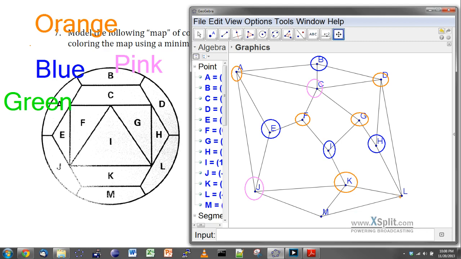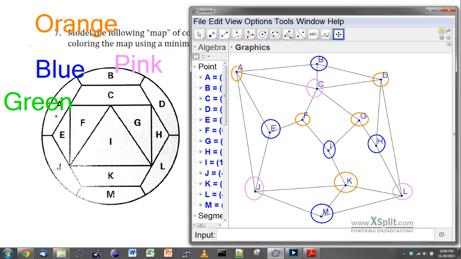L is touching an orange and a blue and an orange. That's totally fine. We can make it a pink. And it looks like M could potentially be a blue because it's not touching a blue, but it's touching an orange and a pink. So we're able to color this graph in just three colors. We did not even need a green in this example, which is pretty nice.